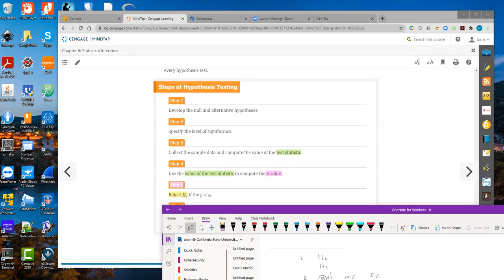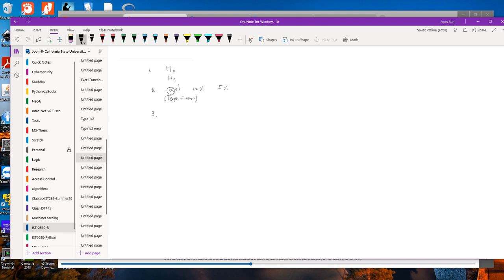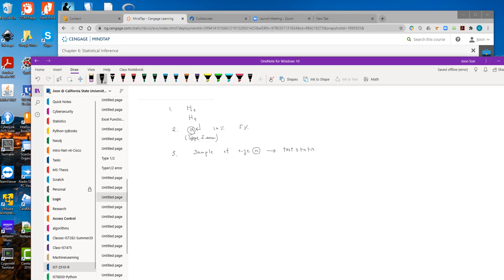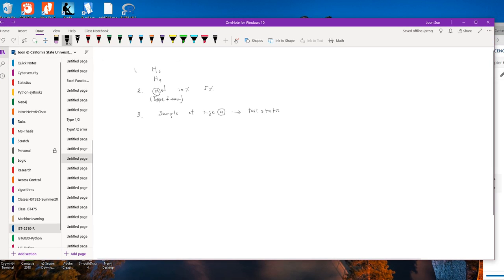And step number 3 is to collect the sample data and then compute the value of the test statistic. So you need to collect the sample data, a random sample of size n, and from that sample data, you need to calculate the test statistic.